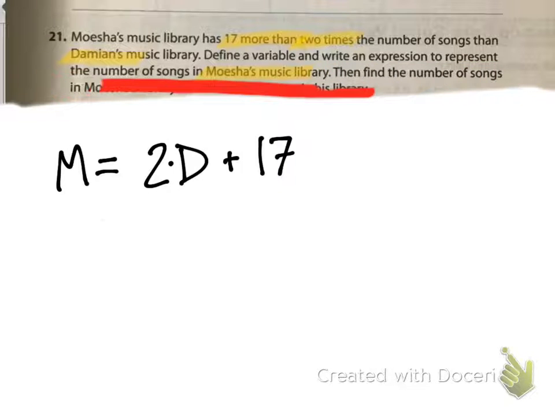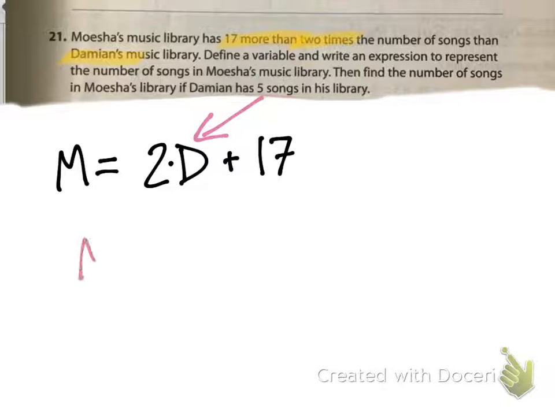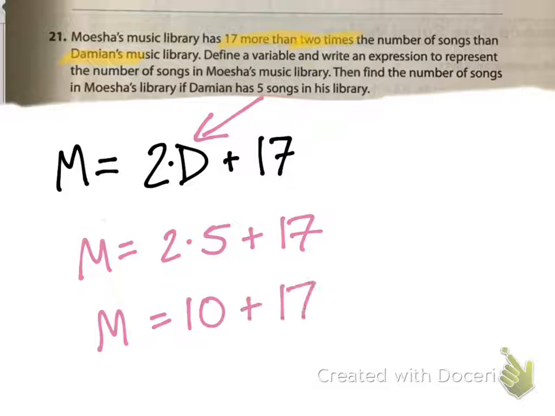What about now? Then find the number of songs in Moesha's library if Damien has 5 songs. Now can I solve it? Yes. So what am I going to be plugging in? Who can tell me what I'm going to be plugging in? Malia? I'm going to plug in the 5. Replace the D with the 5. Excellent. We replace the D with the 5. So we would get M equals 2 times 5 plus 17. We get M equals 10 plus 17. So our final answer is M equals 27.